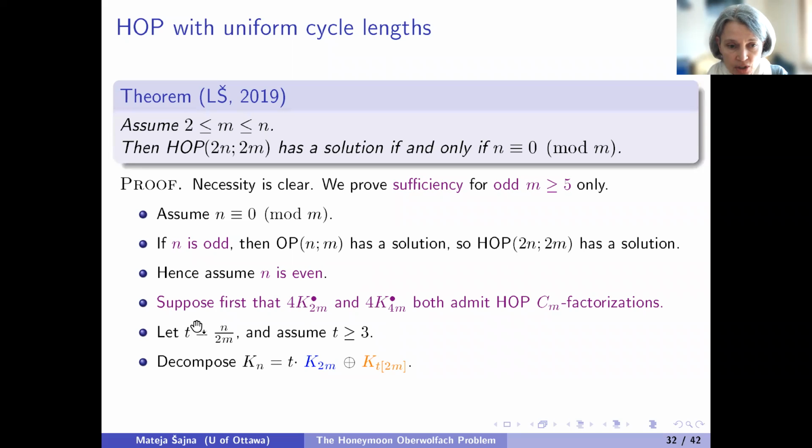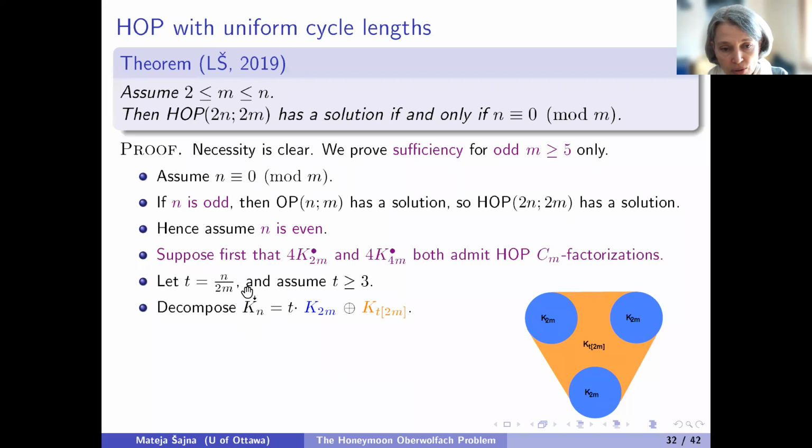By T will denote N divided by 2M, so that's an integer now, of course. We'll first assume that we have a solution when T is equal to 1 and when T is equal to 2. The first is our base case, and the second one is an exception that has to be dealt with separately. So assume that this multiplier T is at least 3 for now.